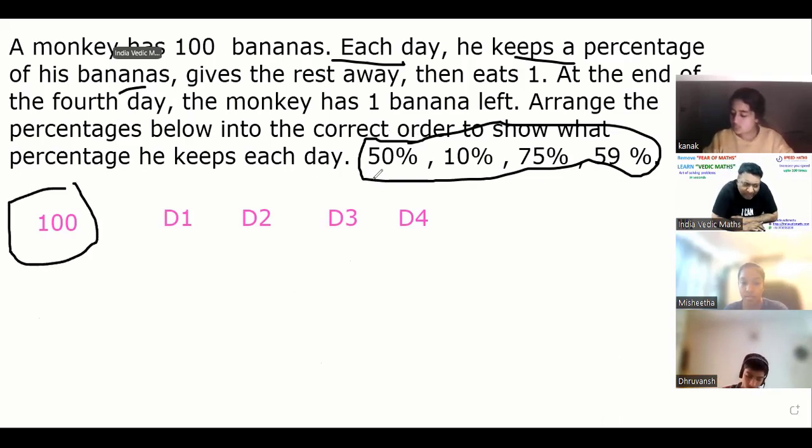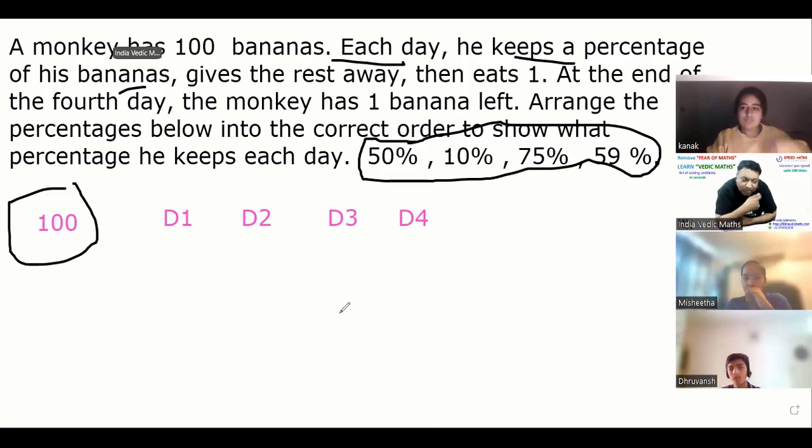The options are 50%, 10%, 75% and 59%. Because a banana cannot be a half or a quarter, it should be a full banana. That is common sense, though it is not given in the question. So think about it: which percentage of 100, 50%, 10%, 75% or 59%, will give you a full number, not a fraction or decimal? Let's find out.